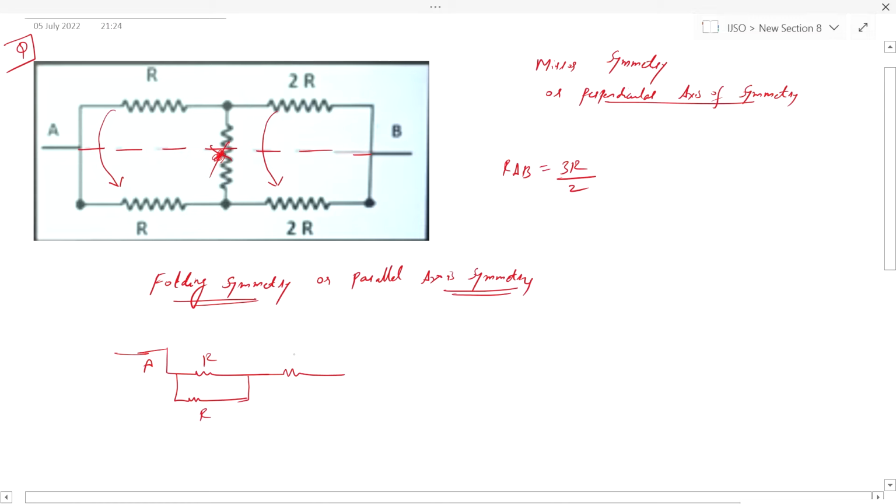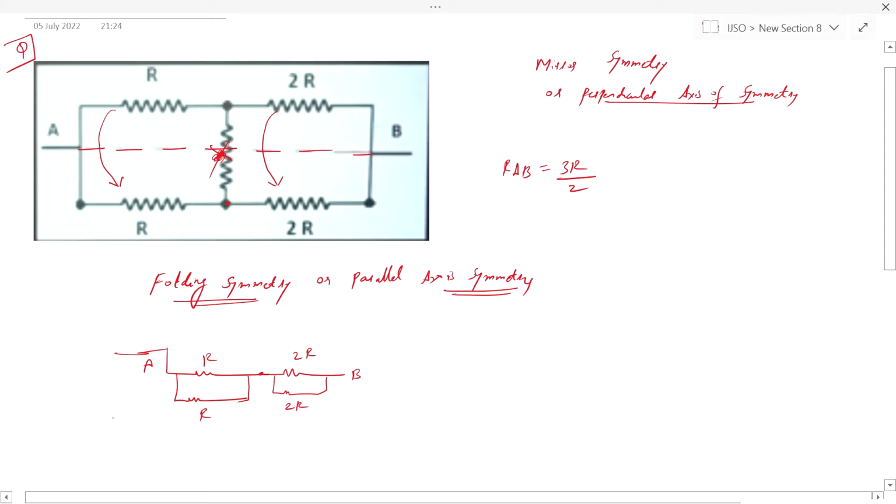Here it will be 2R. This will come on top. So again there will be one more resistance, 2R, and the next point is B. Now this point will come over here, on top of this point. So there won't be any resistance. Hope this part is clear.